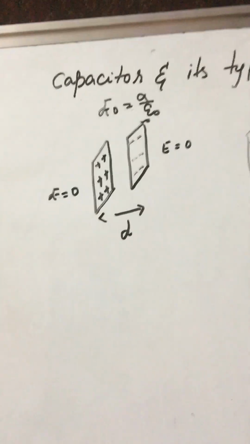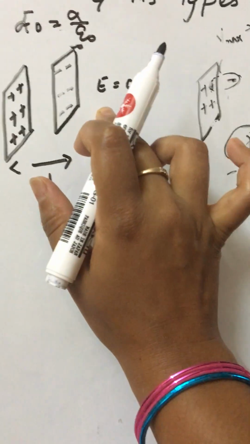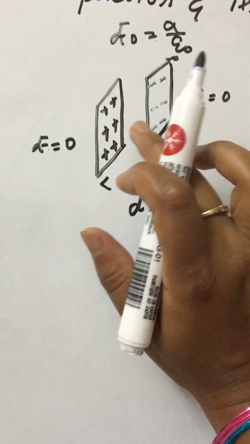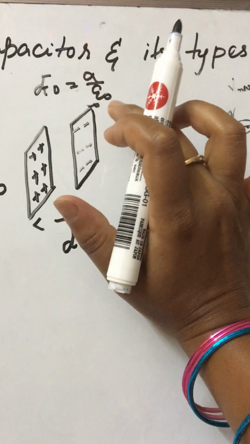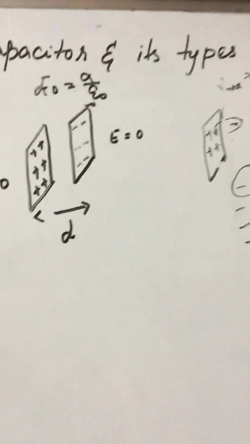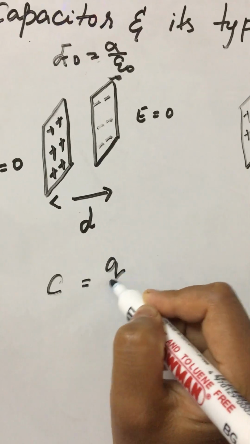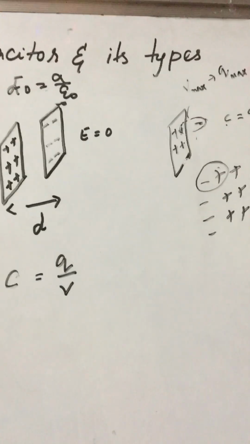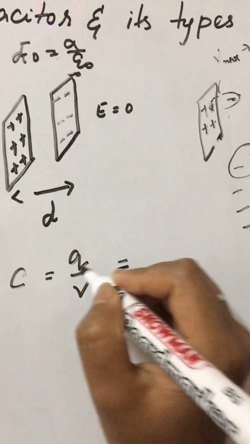All right, now coming to the parallel plate capacitor. Outside, the electric field is zero, but in between, the electric field is there, which is uniform: sigma by epsilon naught. You need to remember it. Now capacitance is equal to Q by V, right? Okay, now what is charge Q?